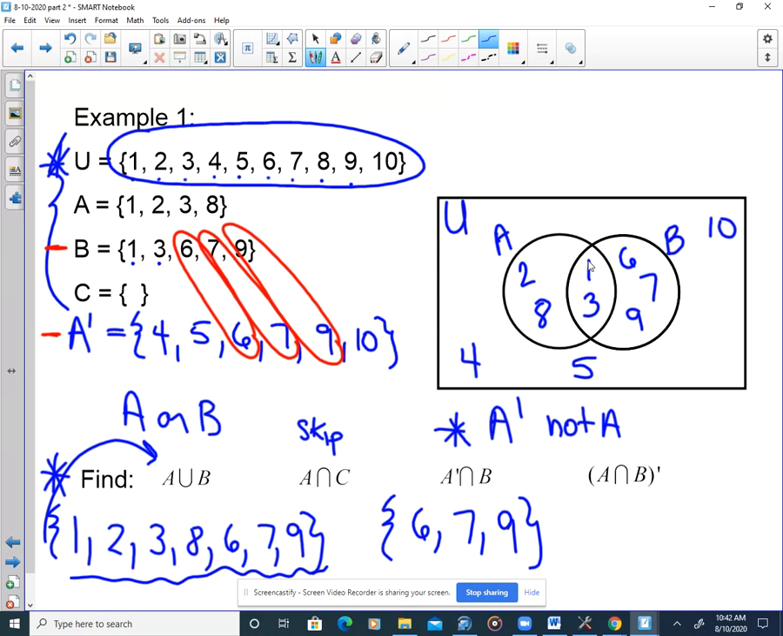Okay, let's go back to the one that we skipped over. We skipped over A intersect with C.